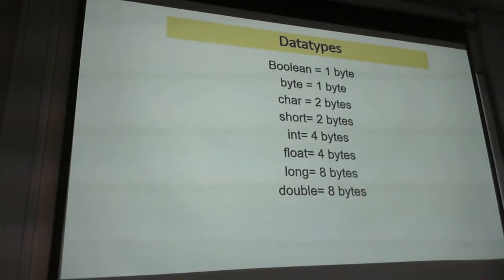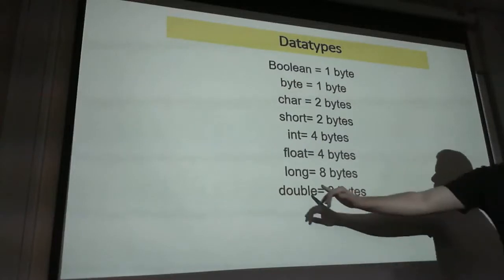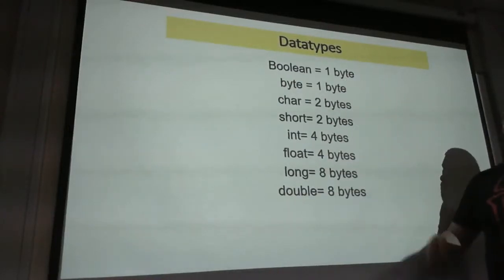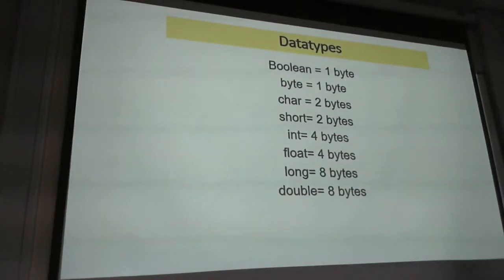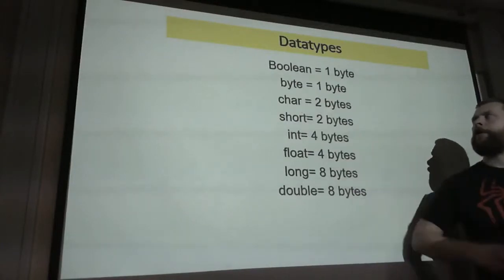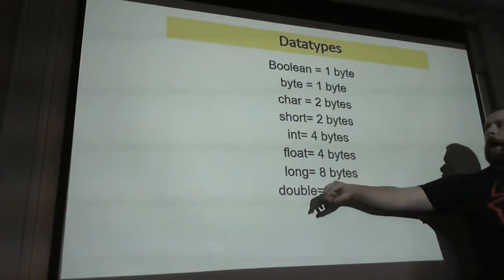Okay. Here are some examples of data types. The data type is on the left-hand side, and the space it takes up in memory is on the right-hand side. We can have a Boolean value, which is a value that's either true or false. We can have a byte. A byte is made up of 8 bits. It's your unit of information in a computer in that sense. We can have a char, which is short for character, which is 2 bytes.